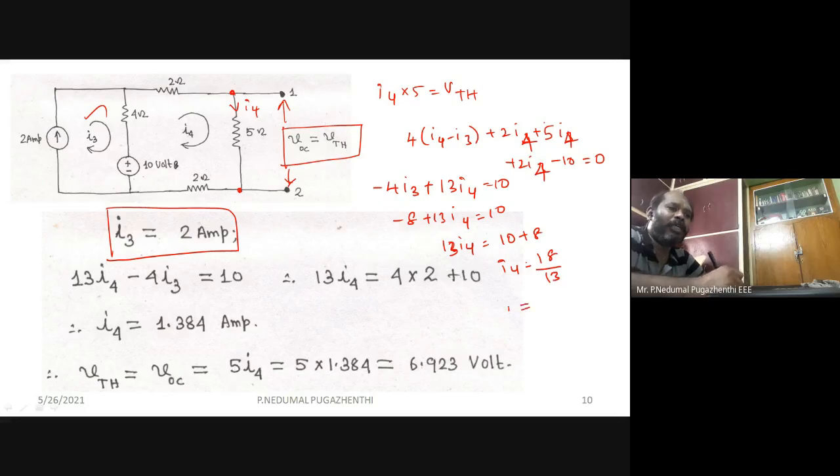Tell me what you are getting, whether you are getting 1.384 amperes, yes or no. Check that using your calculators.